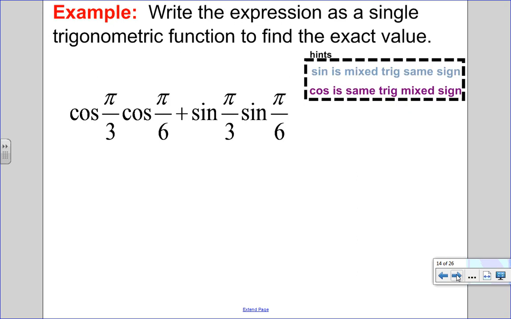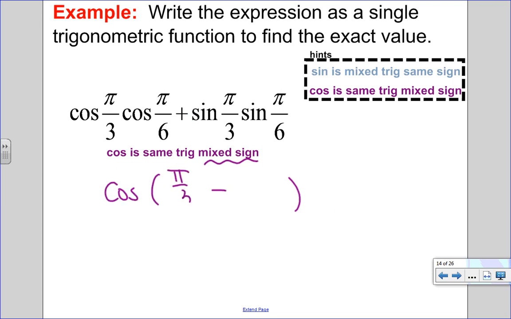Okay. So for this next one here, I have cos pi over 3 cos pi over 6 plus sine pi over 3 sine pi over 6. So I'm back to the angle sum and difference. So I have the same trig value for each. So I know that that's a cosine because cosine is same trig mixed sine. So this is a cosine, and since it's a mixed sine, instead of adding, it's actually subtracting. So it's going to be pi over 3 take away pi over 6.